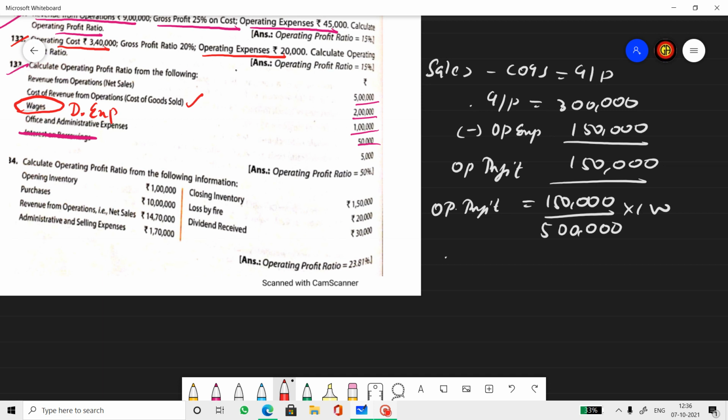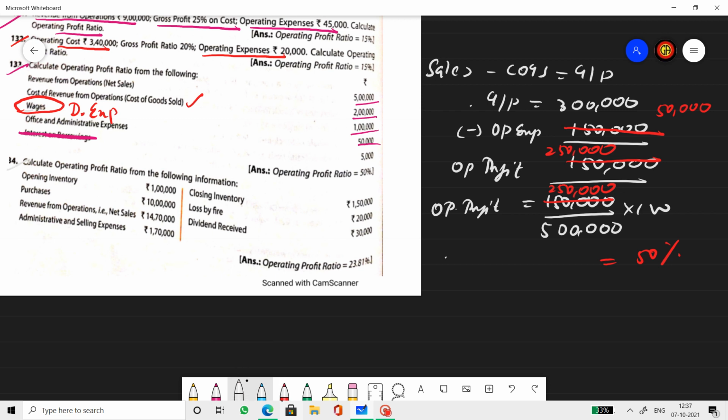So I'm correcting here with the red pen. Operating profit should be not 1,50,000, but instead it is just 50,000. So therefore, this figure will be 2,50,000, and hence we get 2,50,000 divided by 5 lakh into 100. That forms at 50% as your operating profit ratio. Coming to the last question now.